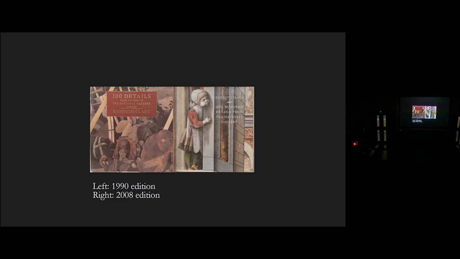This was followed by another edition in 2008, initiated by Nicholas Penny, with full-page details alternating with Clark's commentary alongside small reproductions of the original works, boxes outlining the areas which had been cropped. Each edition tweaks the layout and uses different technology. The 1996 edition used colour film, while the 2008 edition was created with digital photography.